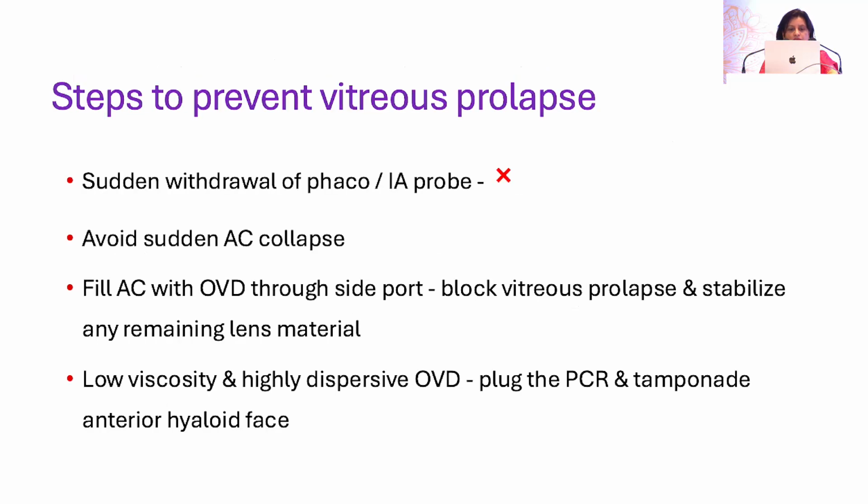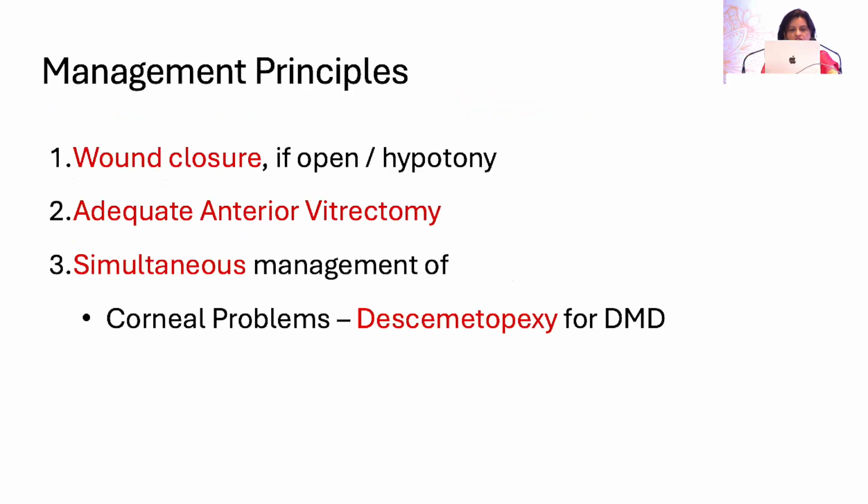Now, the steps to prevent vitreous prolapse are that sudden withdrawal of the phaco-IA probe should not be done, avoid sudden AC collapse, fill the AC with OVD through the side port, block the vitreous prolapse and stabilize any remaining lens material. Low viscosity and high dispersive OVD can be used to plug the PCR and tamponade the anterior hyaloid face. I'm sure the speakers that follow would be showing you videos of this.